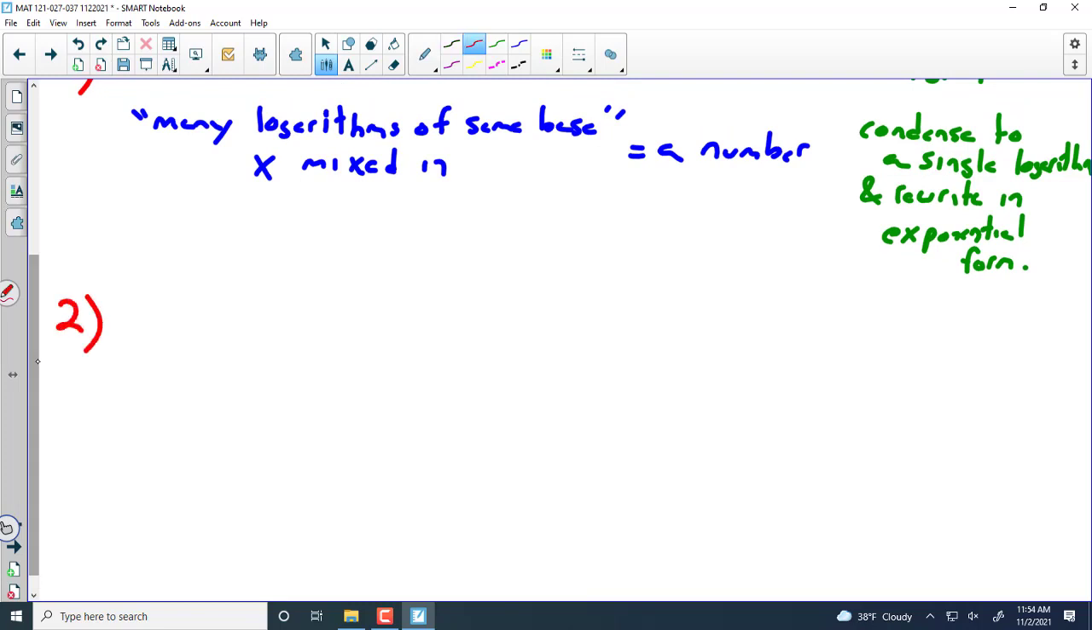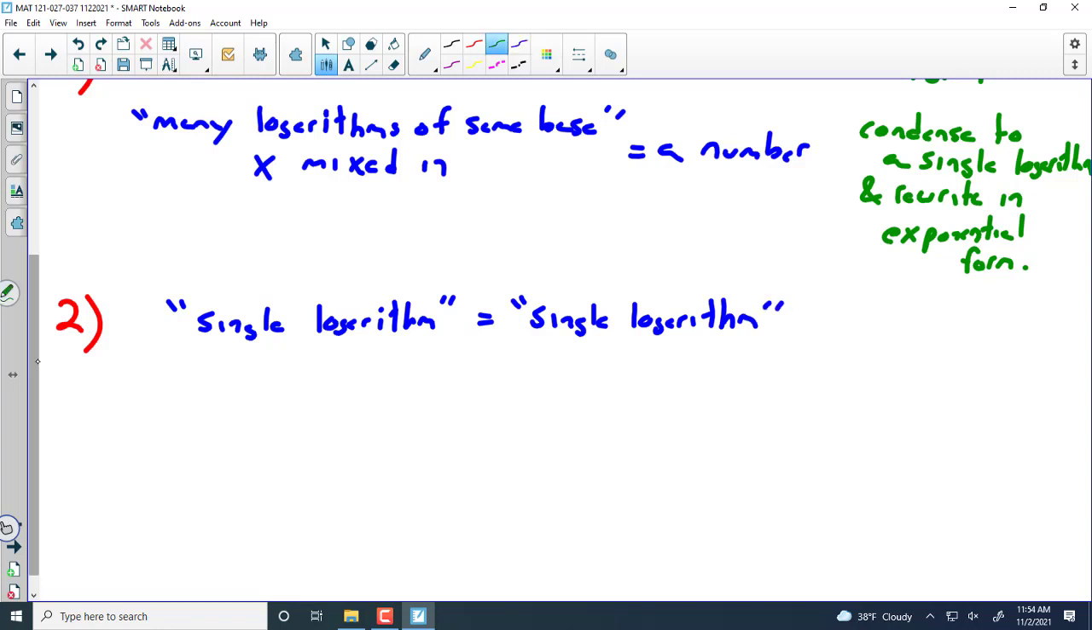Type 2 is you have a single logarithm equals a single logarithm, and the bases must match. So if you have a single logarithm equals a single logarithm and the bases must match, you remove the logarithms.